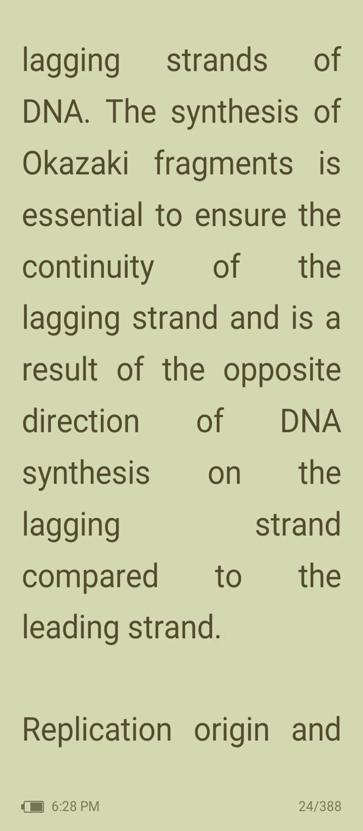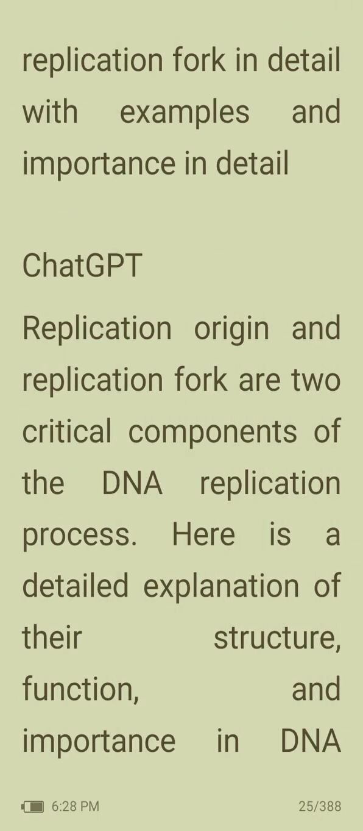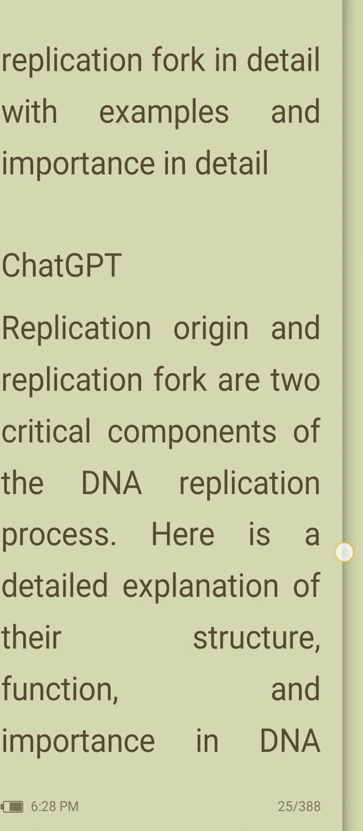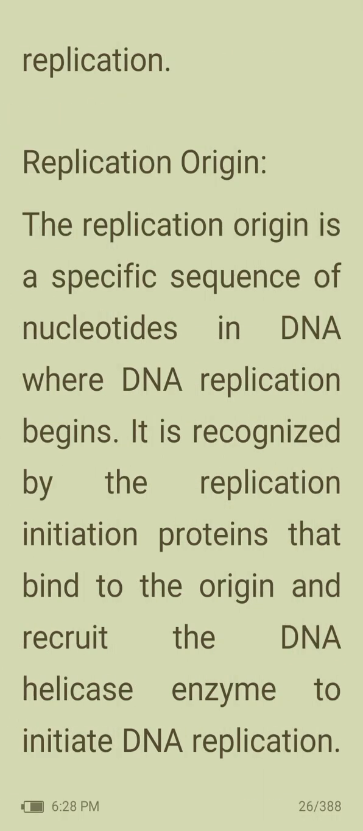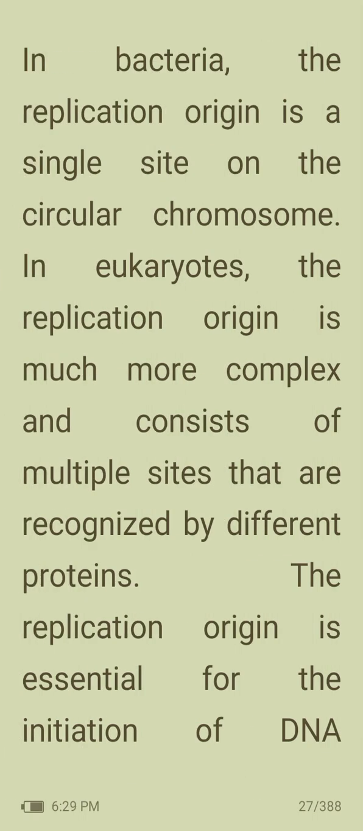Then next topic, replication origin and replication fork. So replication origin and replication fork are two critical components of the DNA replication process. So the replication origin is a specific sequence of nucleotides in DNA where DNA replication begins. It is recognized by the replication initiation proteins that bind to the origin and recruit the DNA helicase enzyme to initiate DNA replication. So in bacteria, the replication origin is a single site on the circular chromosome.